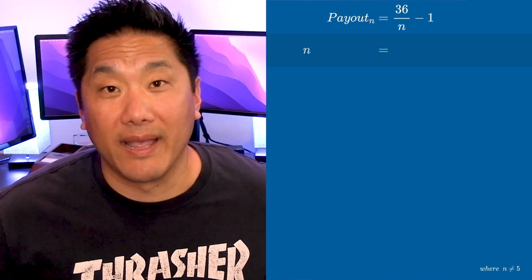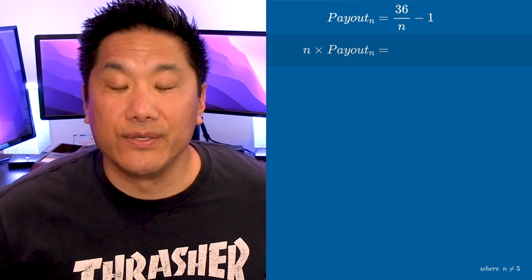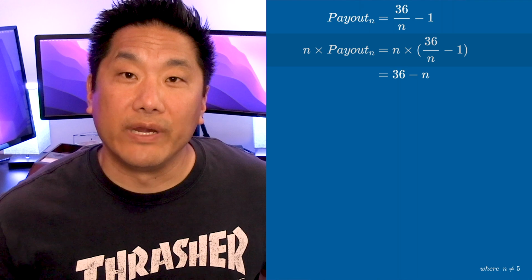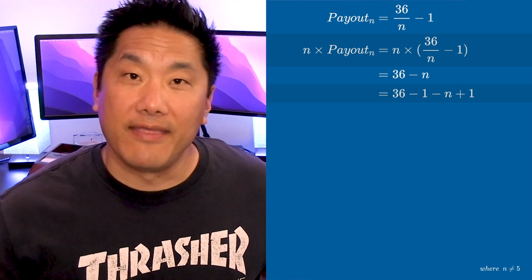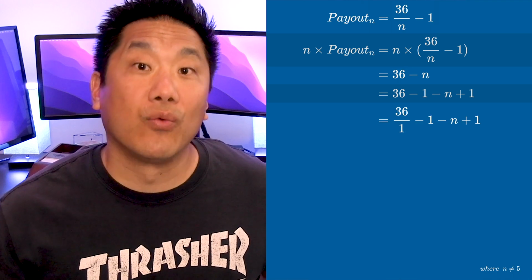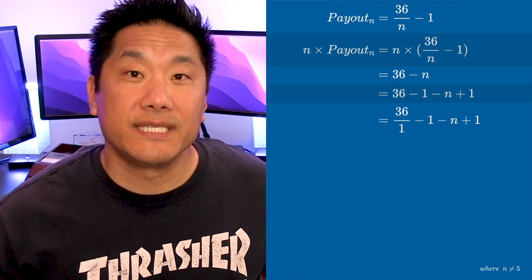If you've seen my other video, Roulette Math for Donkeys, you'd know that the payout for an N number bet is 36 over N minus 1. So using that formula as our starting point, let's look at an N dollar bet for an N number bet. That is equal to N times 36 over N minus 1. And then multiplying that N out, you get 36 minus N, which can be rewritten as 36 minus 1 minus N plus 1. And that can be rewritten as 36 over 1 minus 1 minus N plus 1.